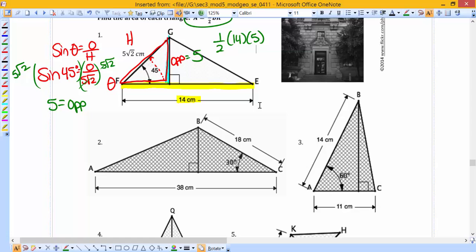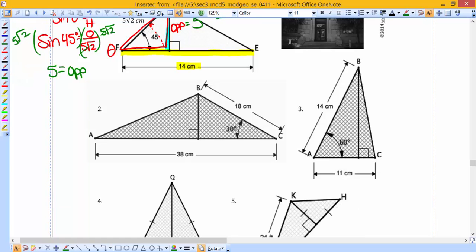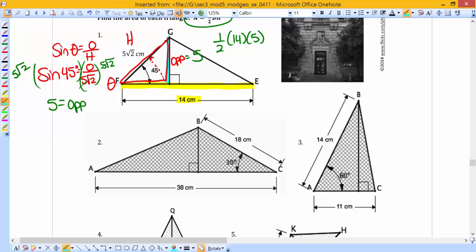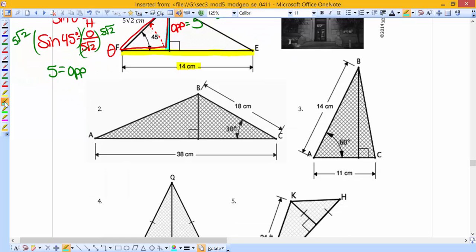So I'm just going to help you get the rest of these set up. I'm not going to go through and work out any more. If you need more assistance, you know where to find me, or you can rewatch the video. In number 2, here's my base. My base is 38. I have to find the height. Actually, let me use the same colors. So I'm going to do the base in yellow.